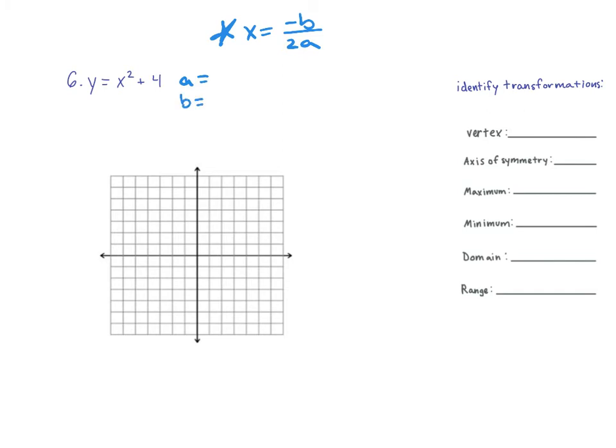So what's our a? A is the number in front of the x squared. So what's the number in front of the x squared? 1. And what's our b? 0. So b is the number in front of the x. We don't have an x all by itself, so b is 0. So we plug it into our axis of symmetry formula. So x is equal to negative 0 over 2 times 1. What happens when you have 0 on top of a fraction? It's 0. So our axis of symmetry is what? X is equal to 0.